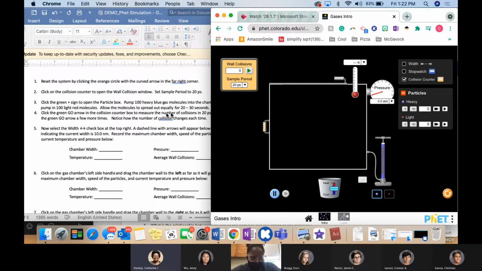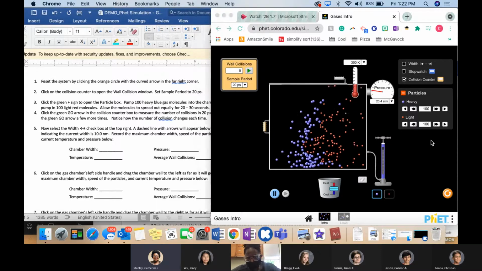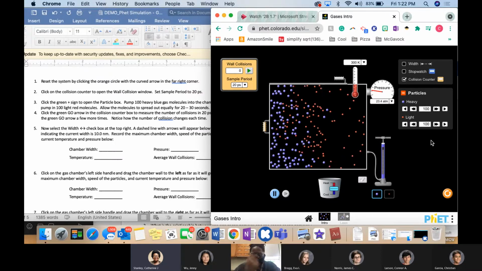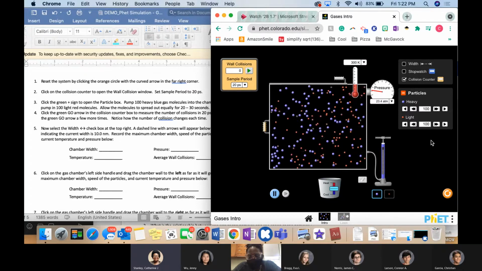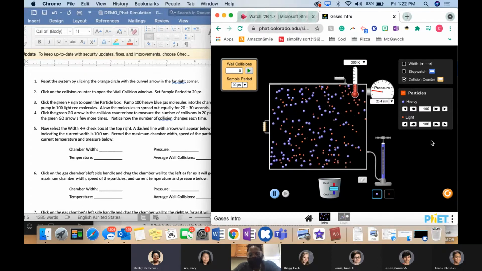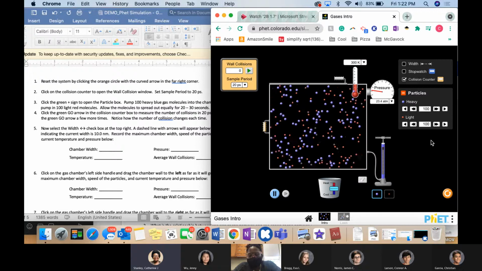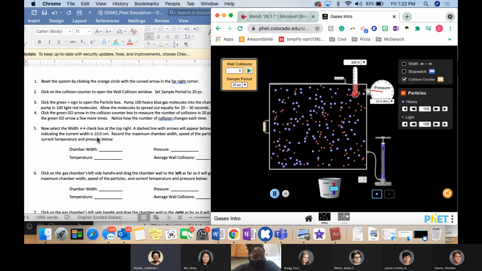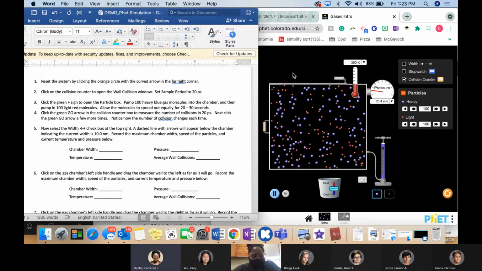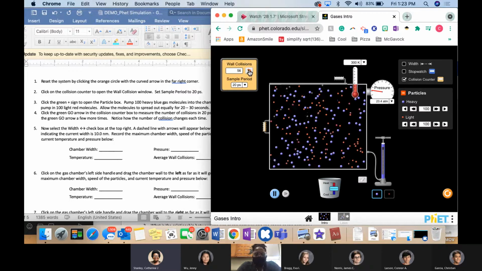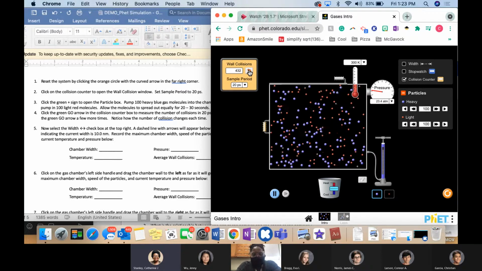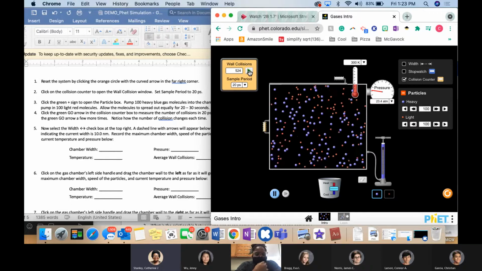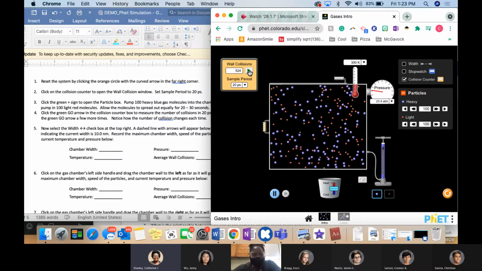Click the green plus sign to open the particle box. 100 heavy, 100 small. Let it mix up a little bit. Wait till it mixes up. Okay. Now it says to click the green arrow and measure the number of collisions in 20 picoseconds. Nice. I got 524. All right, let's do it again.